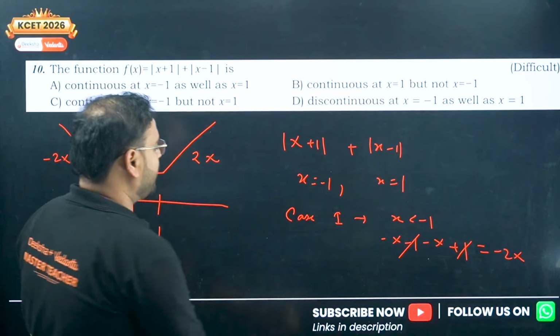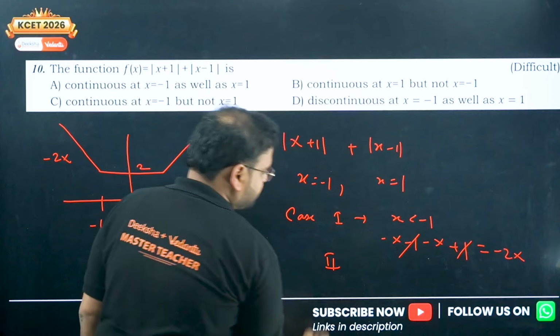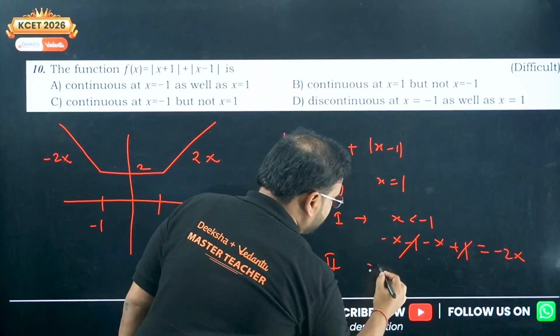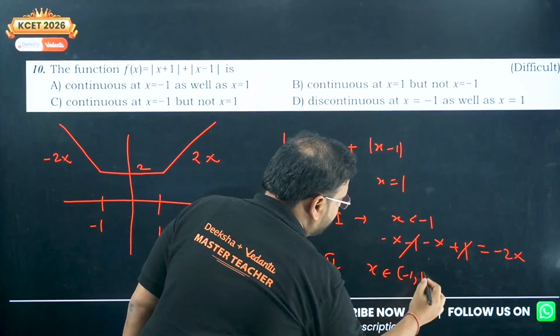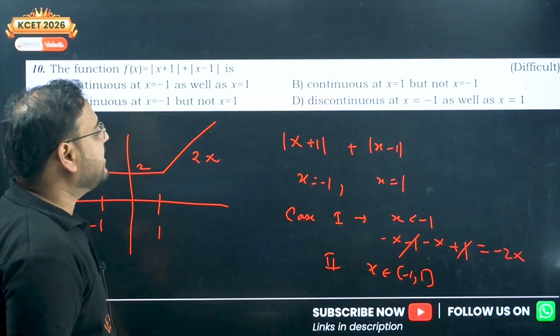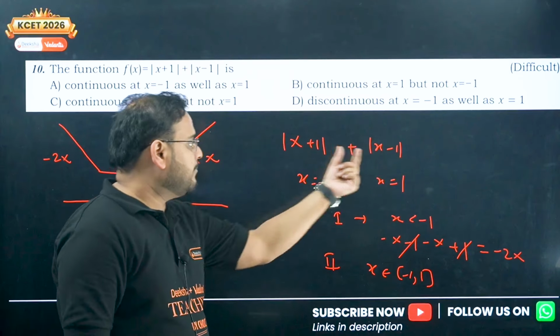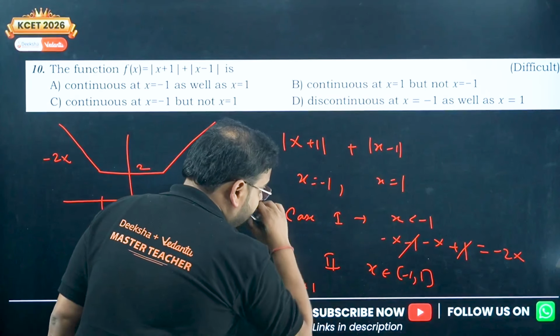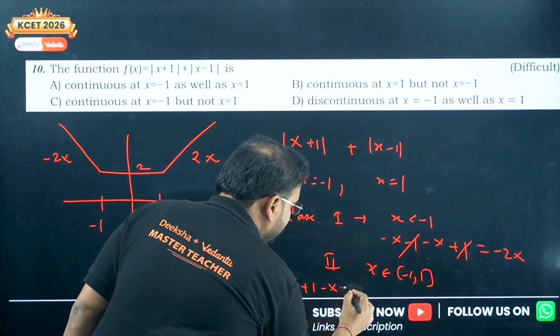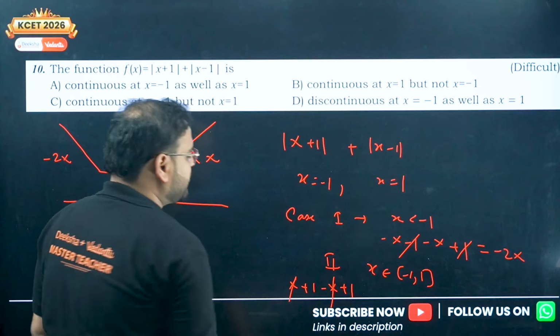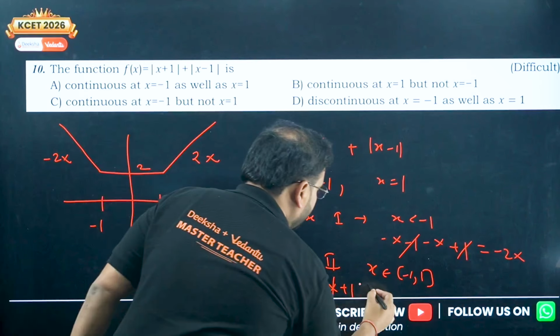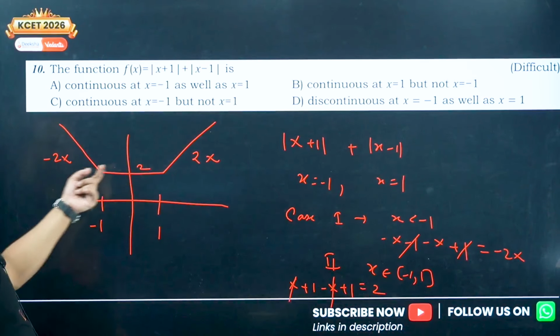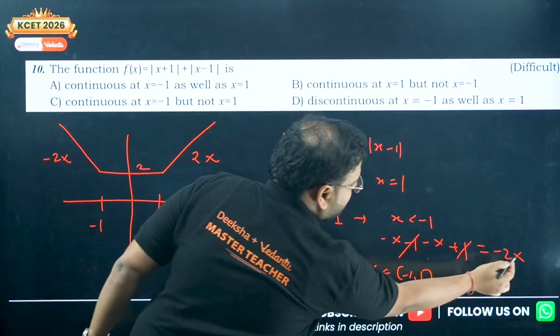And you can go with case 2 now. For case 2, x is between minus 1 and 1. For that, this part here will be positive, but this part will be negative here. So you'll get x plus 1 and minus x plus 1. x and x cancel. So what is left now? 1 plus 1, which is how much? 2. So this is minus 2x plus 2x, which cancels, and we get the constant 2.